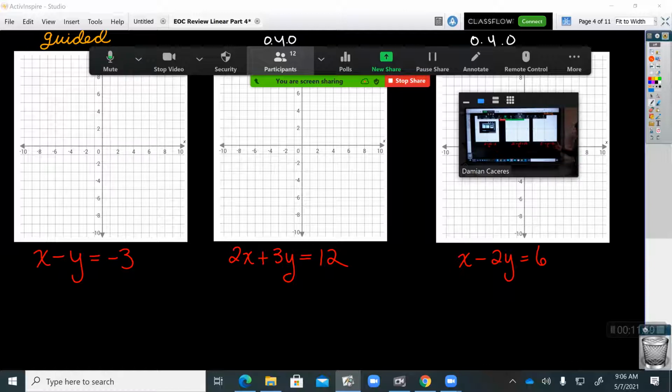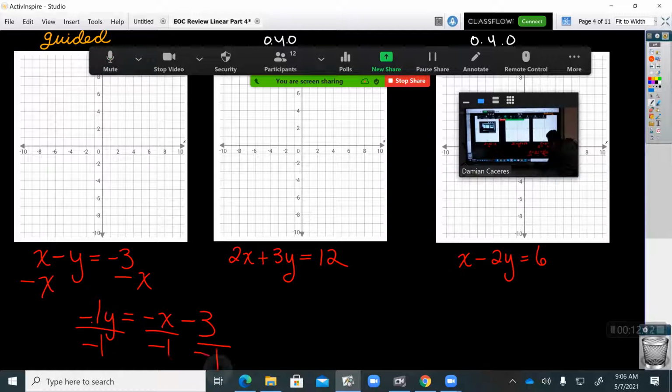So what's the x term here? X. How do you take away an x? Minus x. Clear? Now we bring down negative 1y equals negative x minus 3 because those two can't be put together. They're not like terms. And now you just divide by the coefficient on the y. Divide by negative 1, all 3 terms. Now we have an equation we can graph.